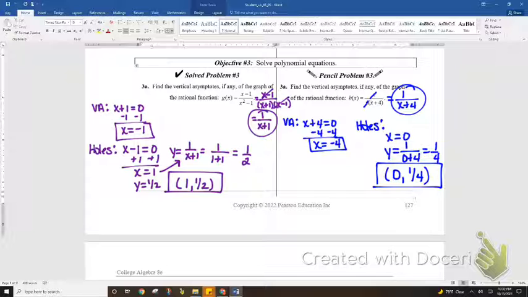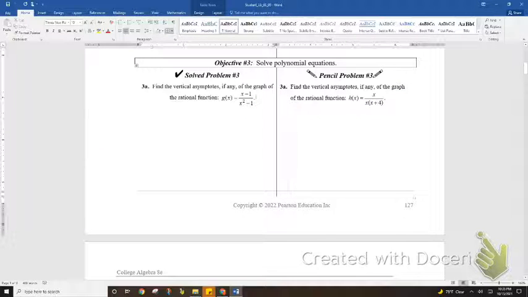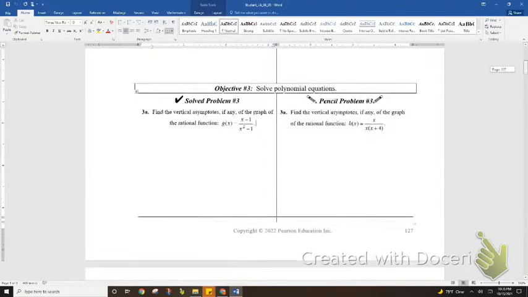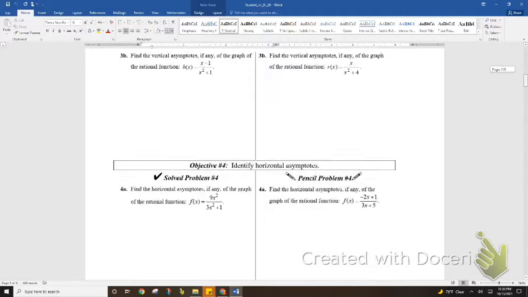All right. Moving on along here then. So solved problem 3b. We're going to find the vertical asymptote there. So factor again if possible.